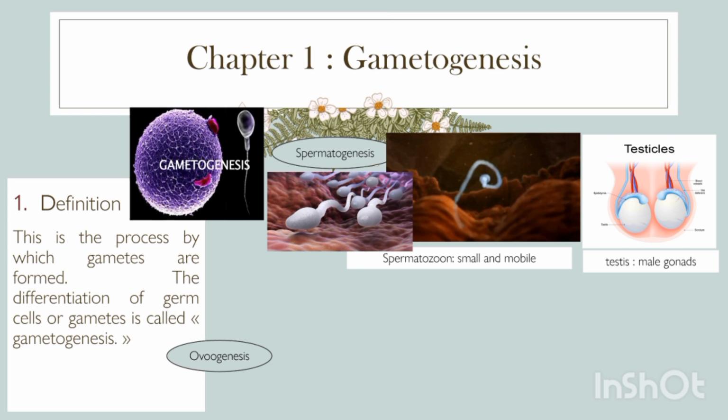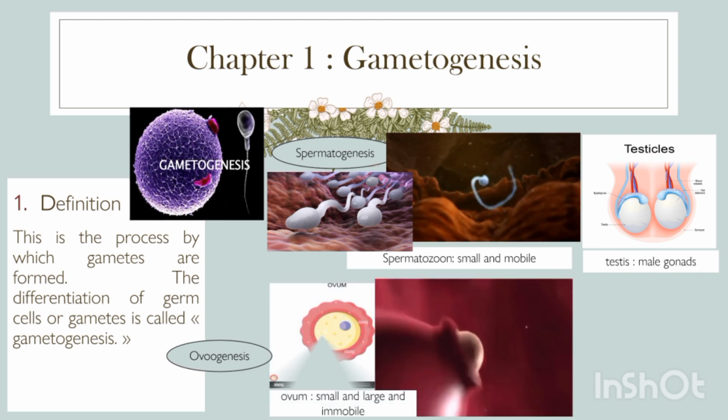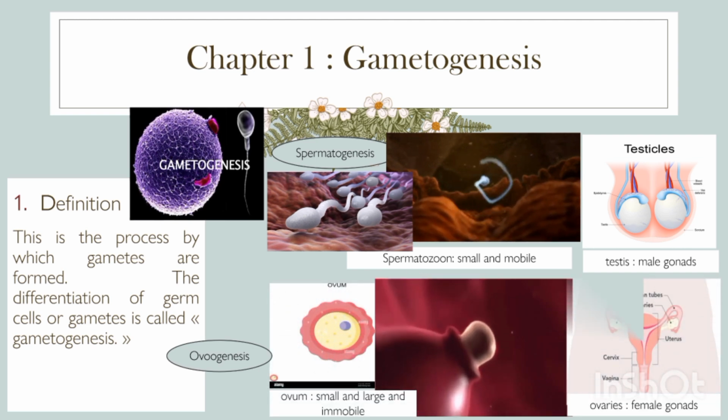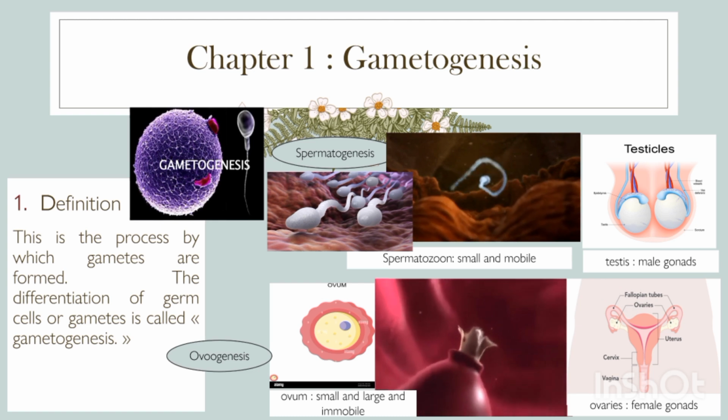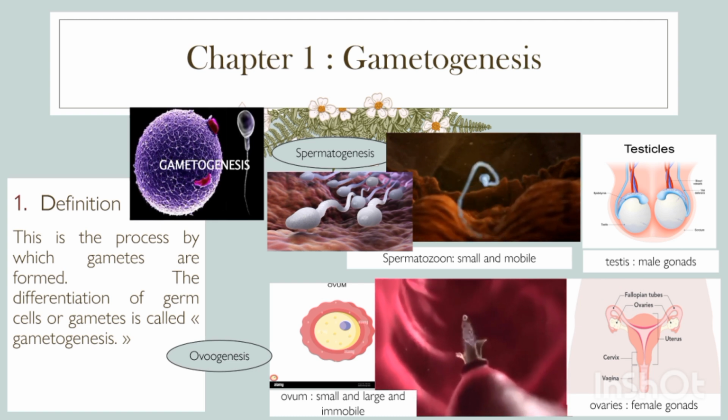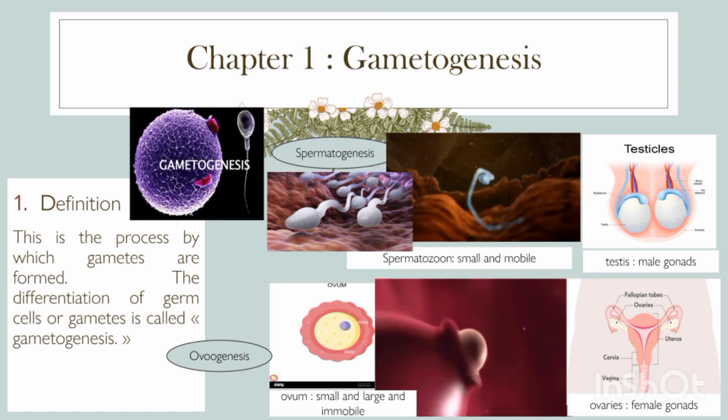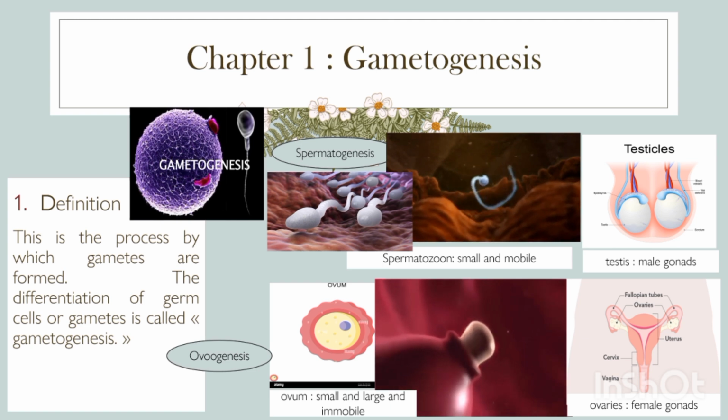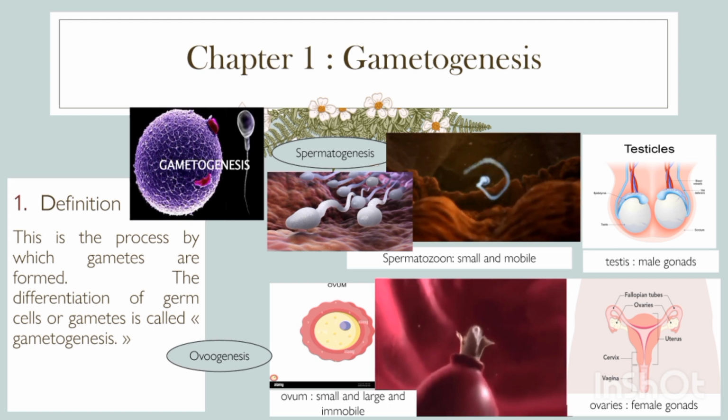The male gamete, which is small and mobile, is called the spermatozoa. Its formation takes place in specialized organs called gonads, the testicles, the male gonads. The female gamete, which is large and immobile, is called the ovum or egg. Its formation takes place in specialized organs called gonads, the ovaries, the female gonads.